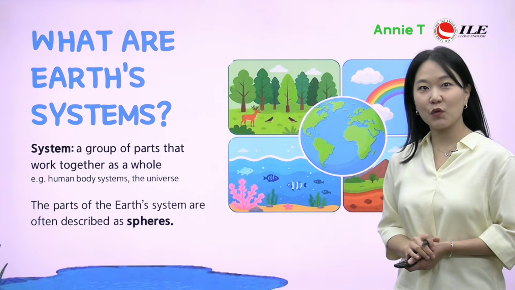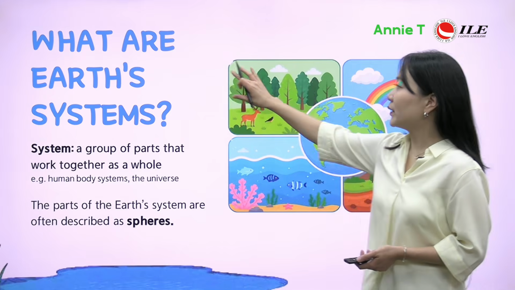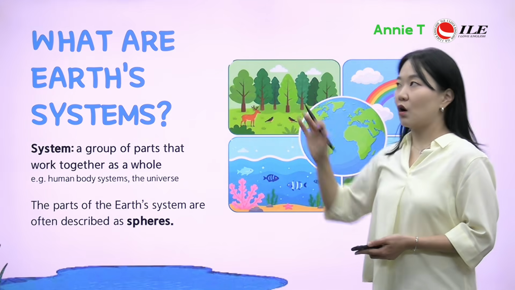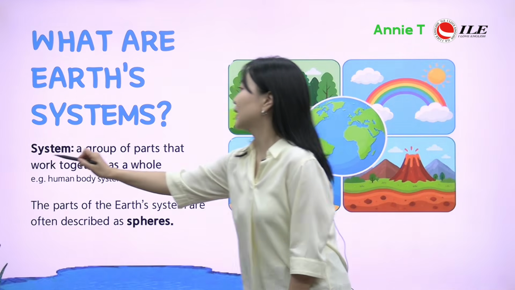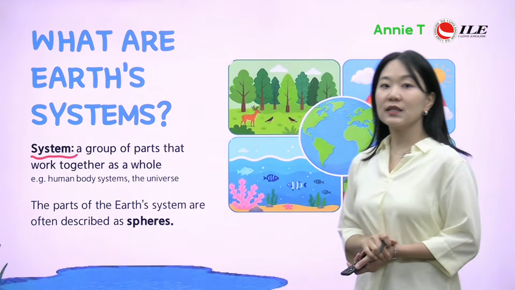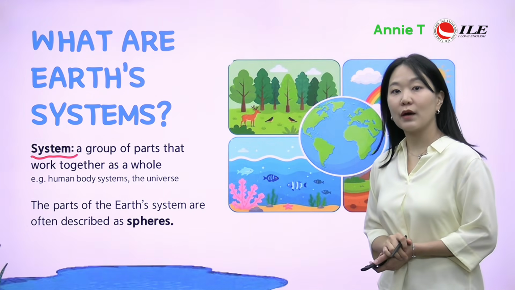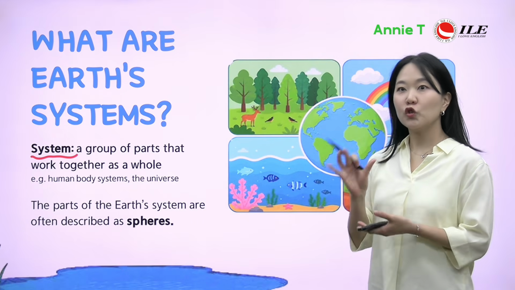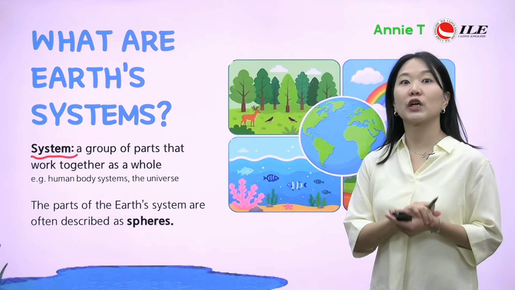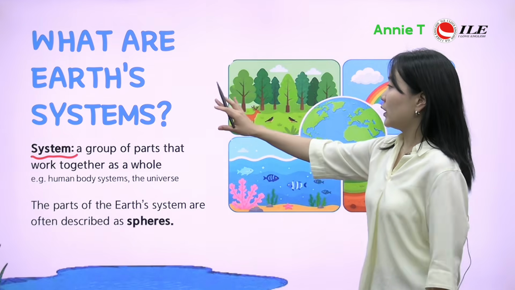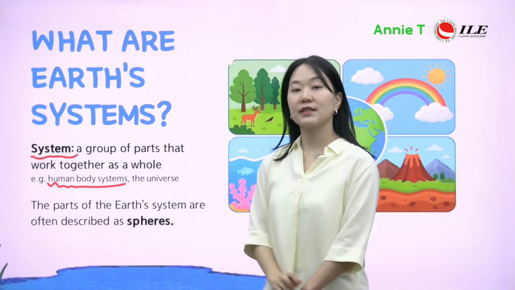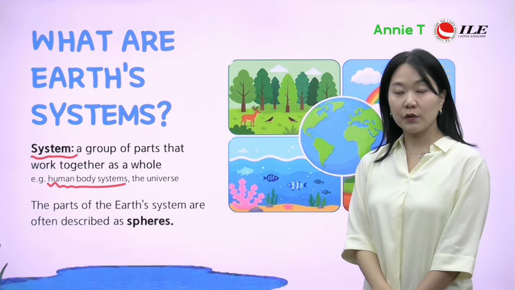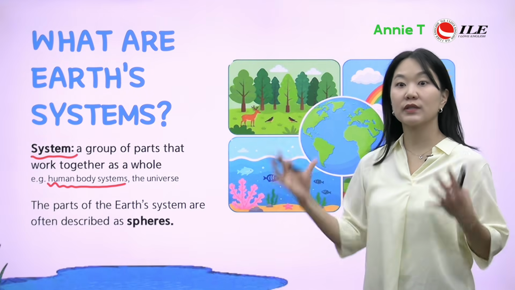So the first question I want to ask you is, what are Earth systems? So to understand this question, I think we should first define what a system is. And a system is a group of parts that work together as a whole, usually to carry out a function or a job. An easy way to think about a system is to compare it to human body systems. So for example, the human body is a total system.